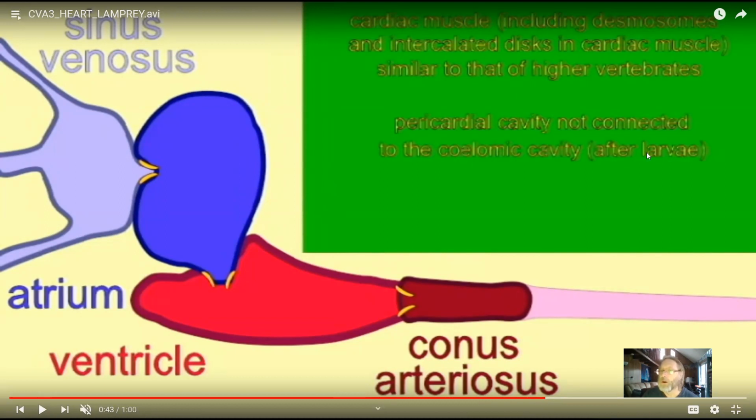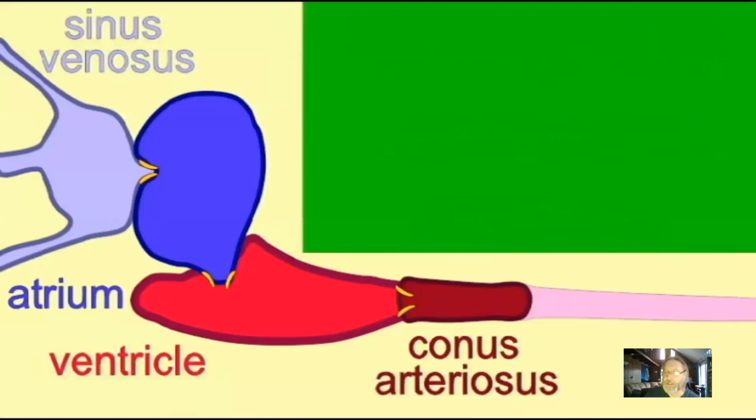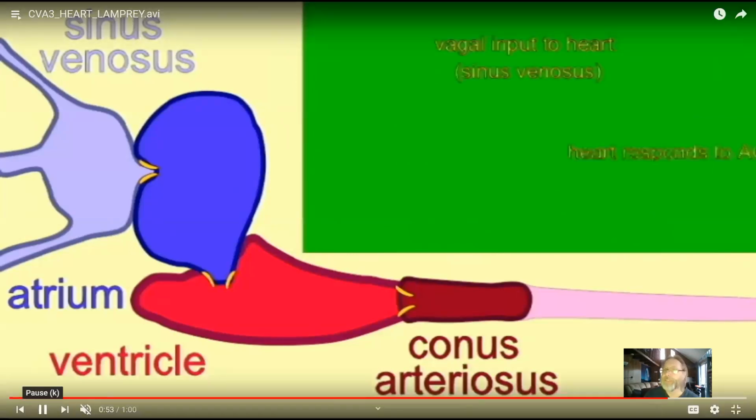That is also true of larval lamprey, that the pericardial cavity is connected to the coelomic cavity, but in adults, the pericardial cavity is no longer connected to the coelom, and that's like all of the higher vertebrates. There are chordae tendineae attaching to the AV valves. The vagus nerve reaches the heart, although it's just the sinus venosus. Nevertheless, that was not true of hagfish hearts.